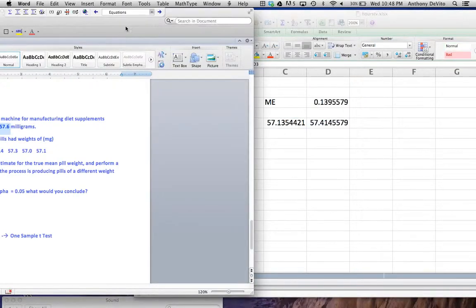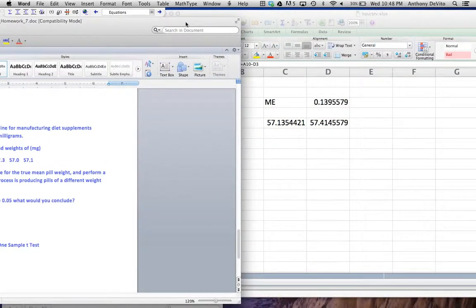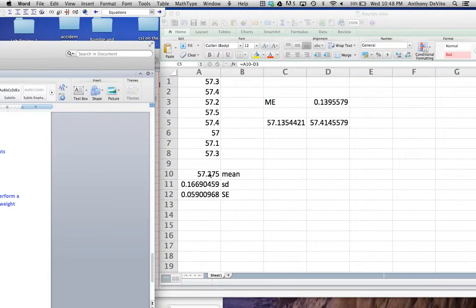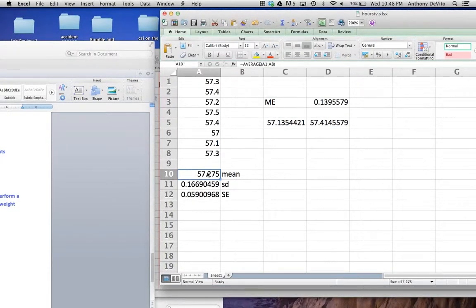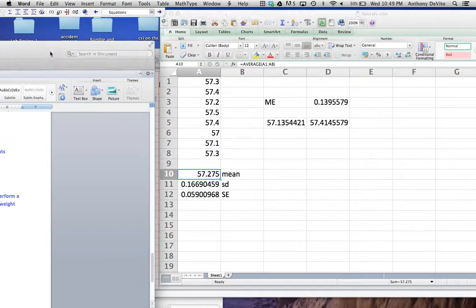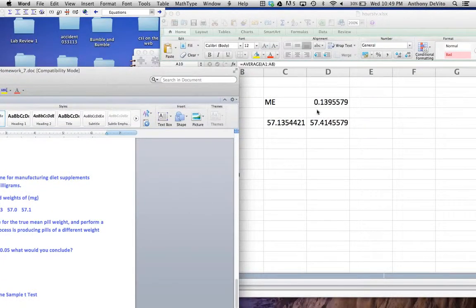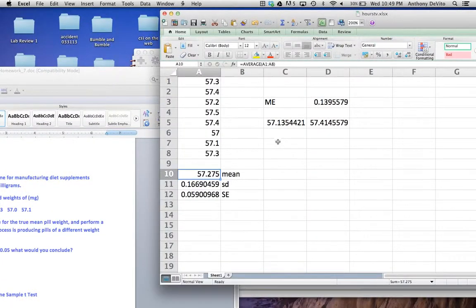Now, one of the things that was asked of me earlier was, how do I know I add the margin of error to this mean that we calculated based on the sample? Why don't I add it instead to what the manufacturer claims? He says it's 57.6 and my margin of error is 0.13. Why don't I do 57.6 plus this margin of error and 57.6 minus this margin of error?